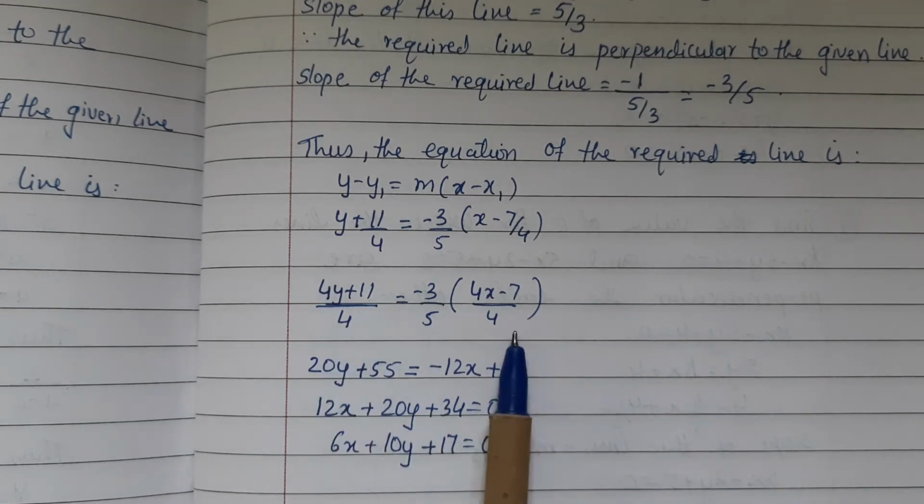So we get here 20y + 55 = -12x + 21. This 4 and this 4 get cancelled. 12x + 20y + 34 = 0. 6x + 10y + 17 = 0.